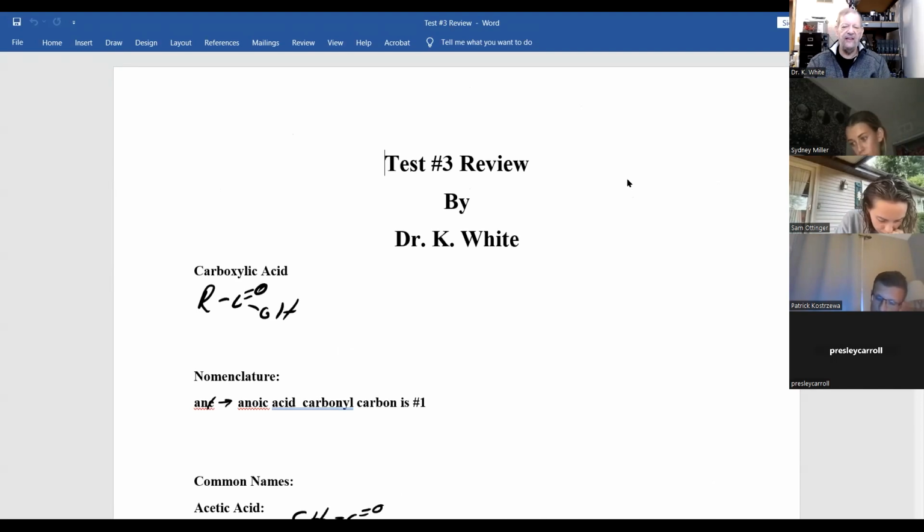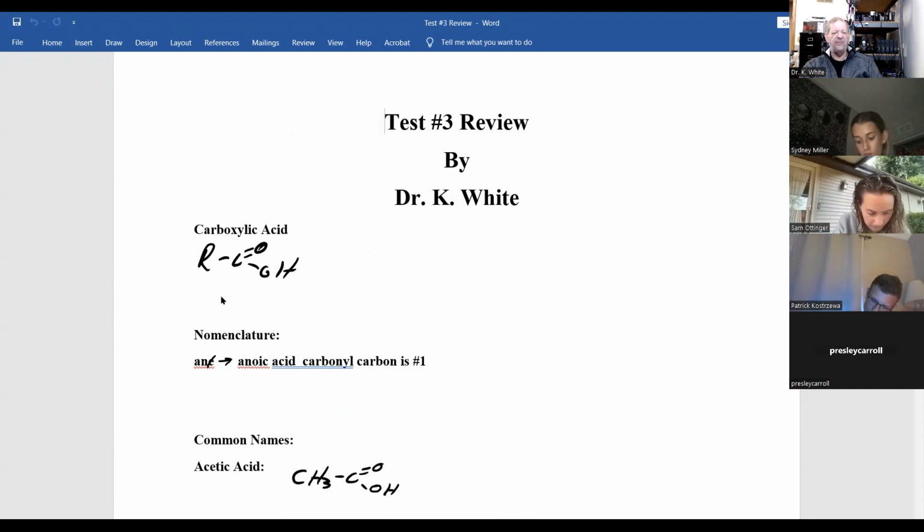And if you look in the lecture section of D2L, I don't know if you have to scroll down at the bottom and click on the button more, you will see a file cleverly named Test 3 Review. And let's go through it.